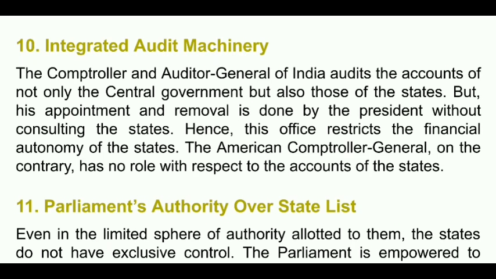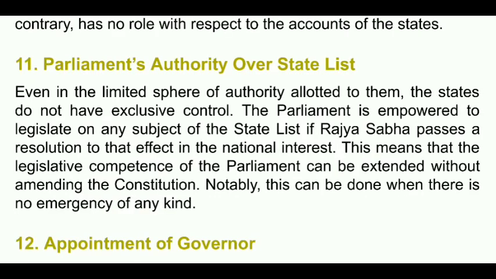Number 11. Parliament's authority over state list. Even in the limited sphere of authority allotted to them, the states do not have exclusive control. The parliament is empowered to legislate on any subject of the state list if Rajya Sabha passes a resolution to that effect in the national interest. This means that the legislative competence of the parliament can be extended without amending the constitution. Notably, this can be done when there is no emergency of any kind.